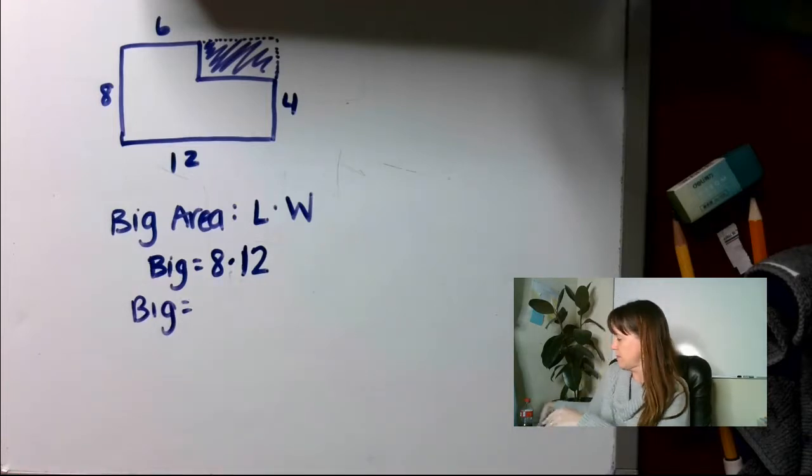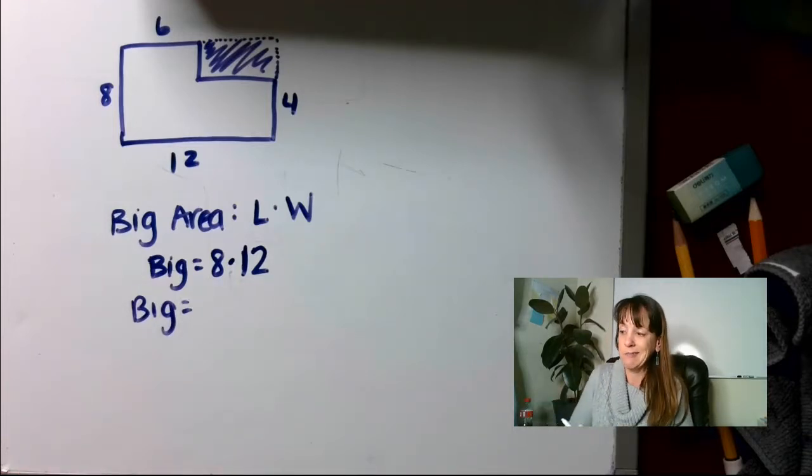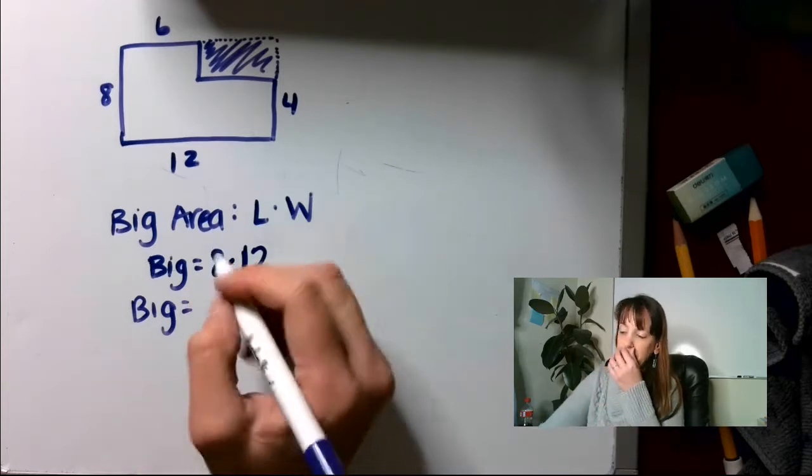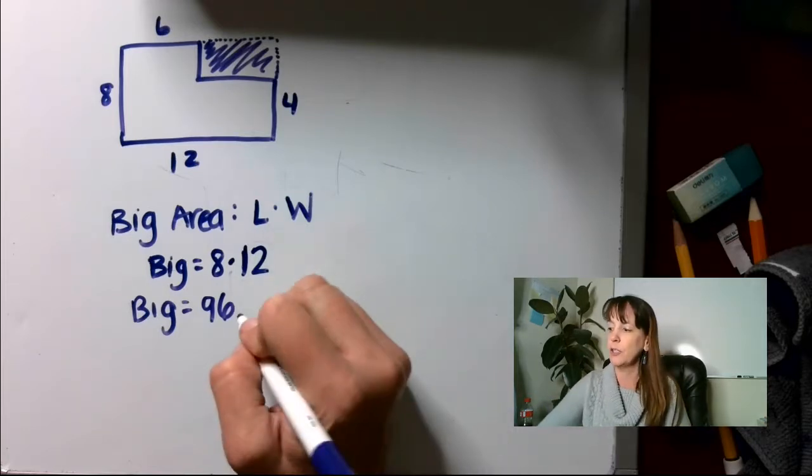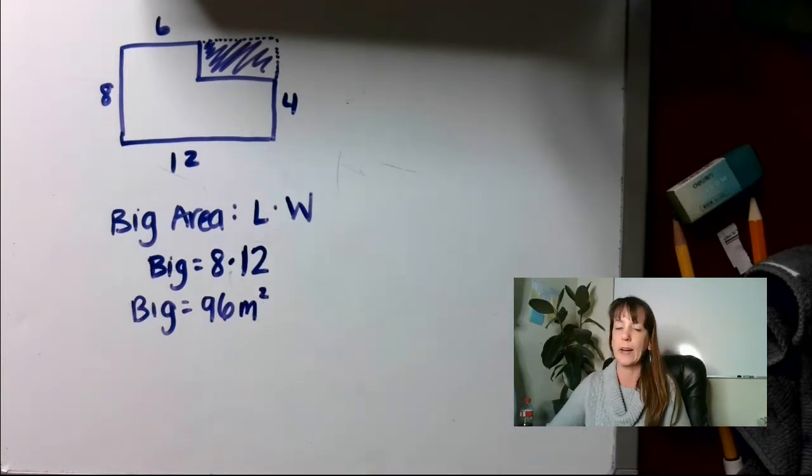Which means our big area equals, I can get my calculator out here, 8 times 12 gives me 96. I don't know why I had to use a calculator for that. It's a long day. 96. And guys, these dimensions are in meters, okay? So that's our unit. So that's going to be meters squared, okay?